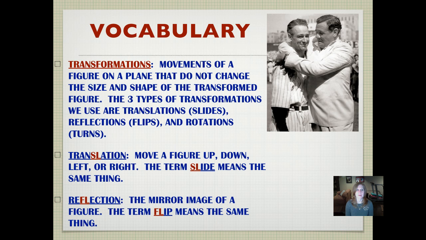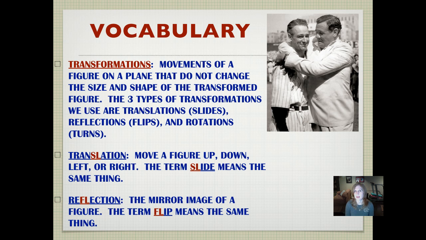Our first term is transformation. A transformation is anytime you are moving a figure on a plane, but you don't change the size or the shape of the transformed figure. So in fourth grade, you may have talked about flips, slides, and turns. Now we call them reflections, translations, and rotations. And I wanted to help you remember that.